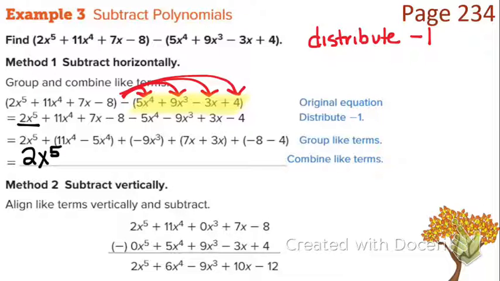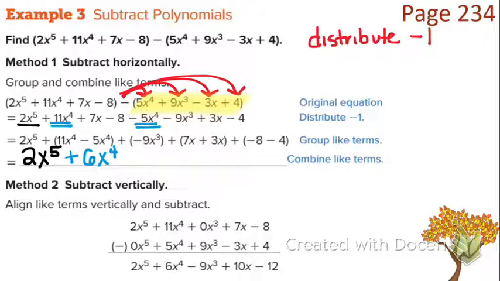The next thing we're going to do is look for anything that has an x to the 4th. So we're going to go backwards. So x to the 4th would be 11x to the 4th and negative 5x to the 4th. Both of those are like terms. So what do you get when you add those two that I have underlined in blue? What would you get? 6x. Positive or negative 6x? Positive. All right, so we're going to put a positive 6x to the 4th.